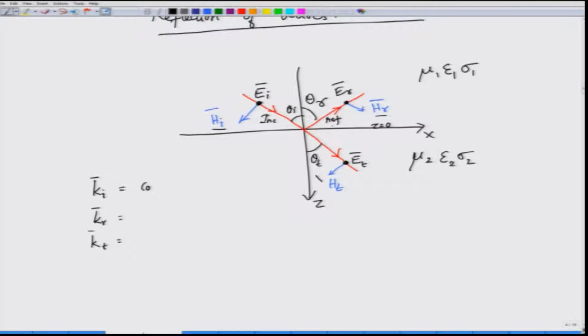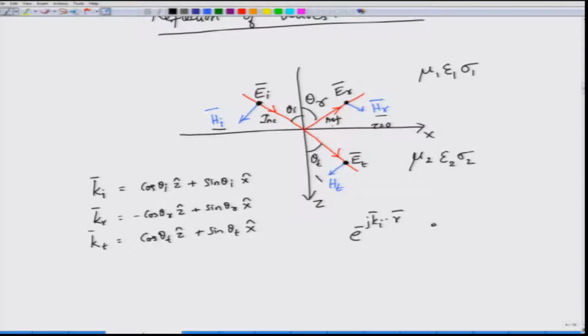This is given by cos theta i z hat plus sin theta i x hat, whereas for the reflected wave, because it has to propagate along minus z direction, this will be minus cos theta r z hat plus sin theta r x hat. For transmission, it is cos theta t z hat plus sin theta t x hat. It is these e to the power minus j k i dot r, e to the power minus j k r dot r, e to the power minus j k t dot r, which describes the phase components for the incident, reflected and transmitted waves.